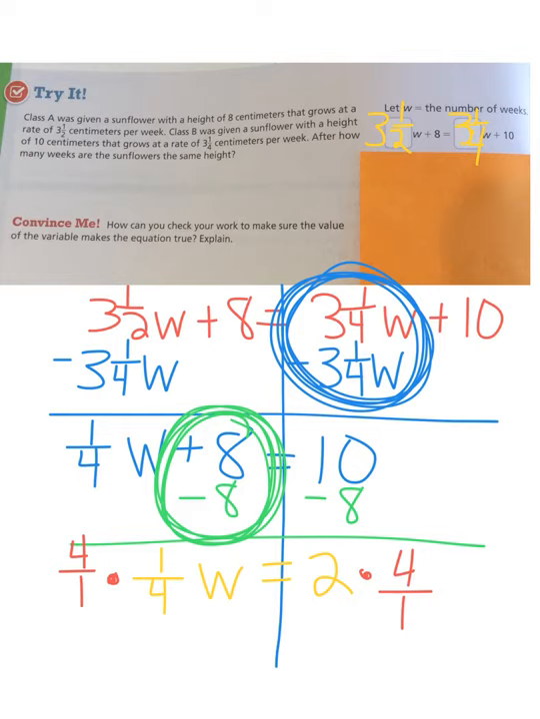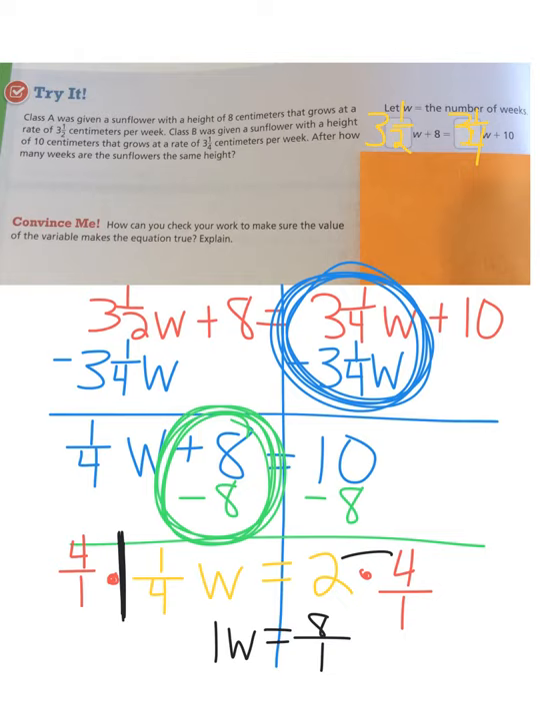Why do we do that? Because this is going to become a big 1. 4 divided by 1 times 1 divided by 4, it cancels out and becomes just a plain old 1W. Multiply straight across, 2 times 4 is 8, and then 8 over 1.